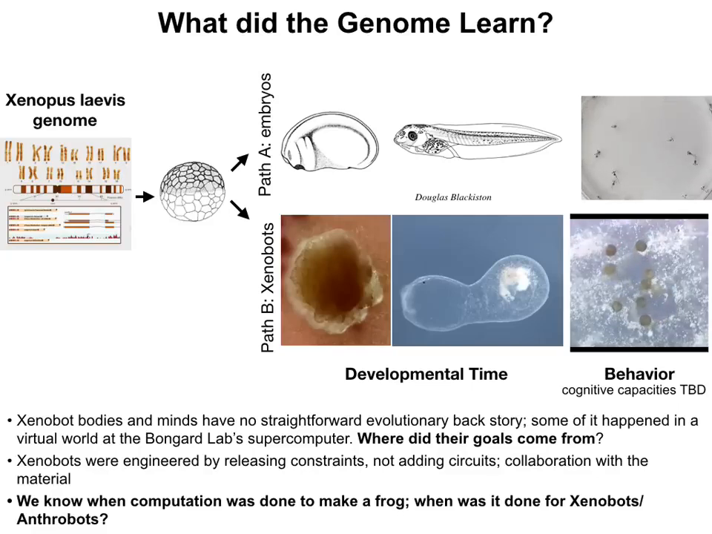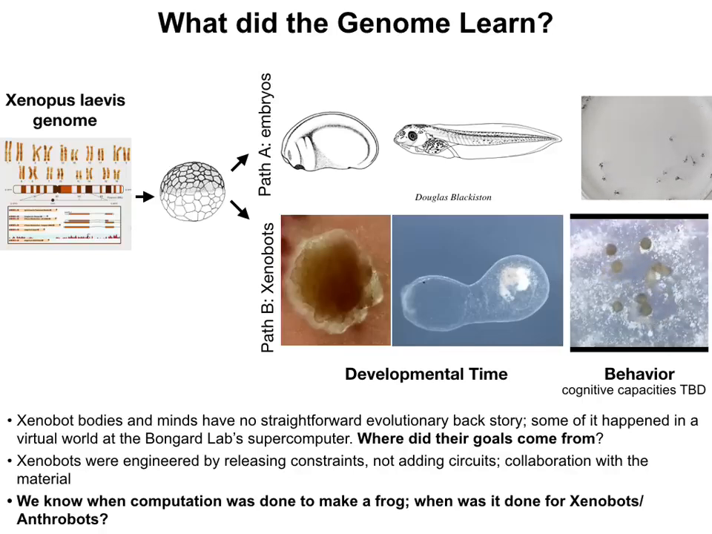So here's the frog genome, and so we know it can make this developmental set of stages in these tadpoles. But it turns out it can also do this. These are the xenobots. They do have some kind of weird developmental stage. This isn't like an 84-day-old xenobot. We have no idea what it's turning into. It's got some kind of developmental sequence, and here's the behavior. It's got different behaviors. So in these 2 cases of xenobots and anthrobots, there is no straightforward evolutionary backstory.